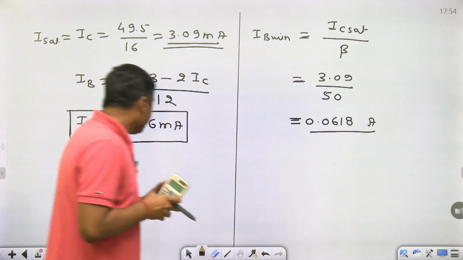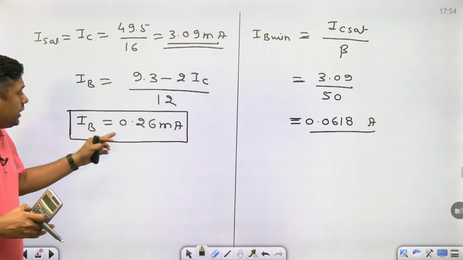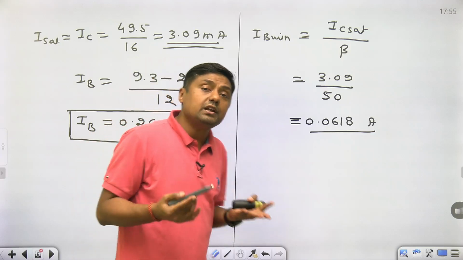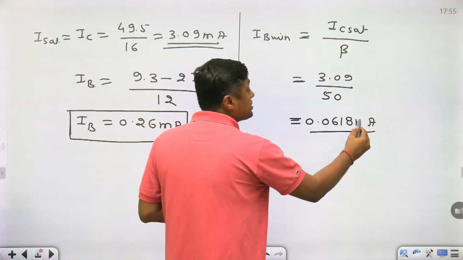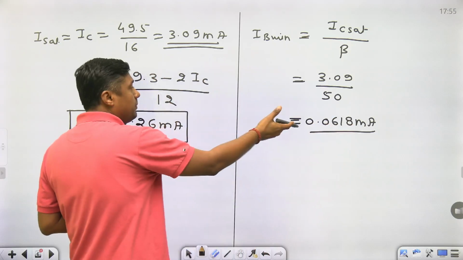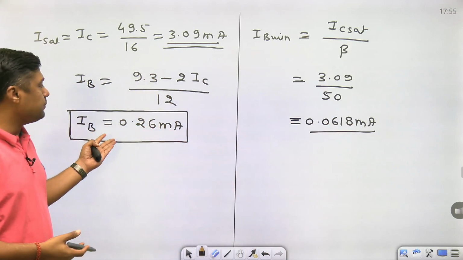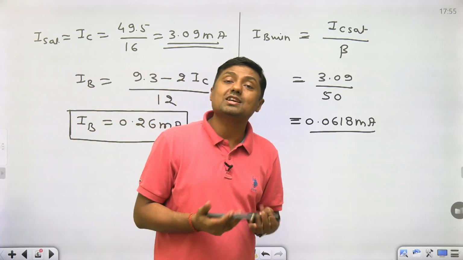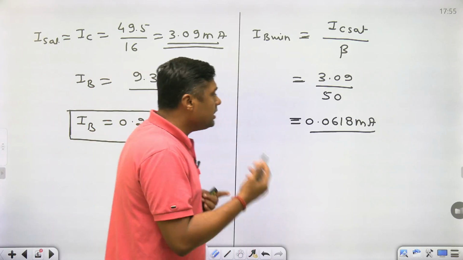But what is the current here? 0.26, and 0.26 is greater than what? IB minimum. Means what? Definitely the transistor is in what? Saturation. This is the minimum base current required, but what is the actual current? 0.26. So yes, already we have proved the transistor is in what? Saturation. What will be the next question?